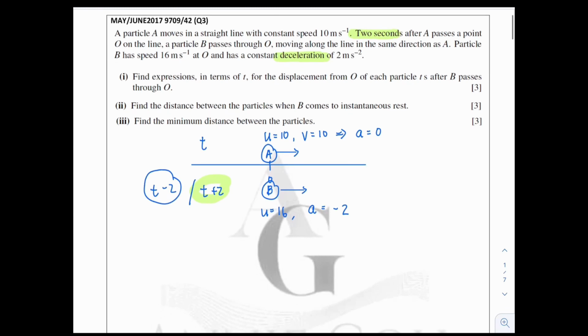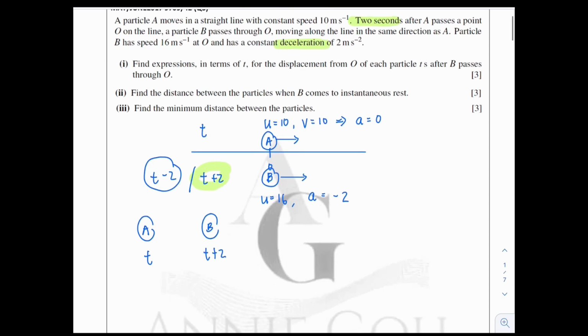Let me explain here. If the particle A is t, particle B, according to the student's answer, is t plus 2. Let's say now I substitute t equals 10 into it, which means the particle A has already moved for 10 seconds, whereas the particle B has moved for 12 seconds, which means the particle B actually moved longer. But according to the question, the particle B only moved 2 seconds later, so it should move a shorter time. So instead of t plus 2, the particle that moved later should be t minus 2. Please take note here.